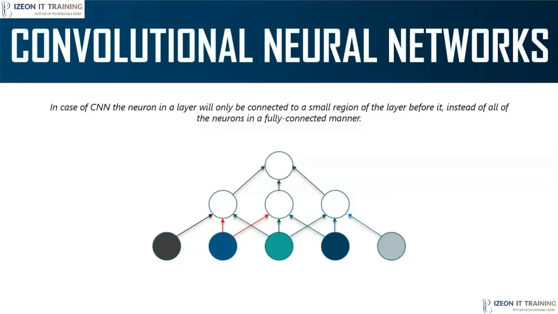Not all the neurons will be connected in a fully connected manner, which leads to overfitting because we need way too many neurons to solve this problem. Only the regions which are significant are connected to each other. There is no full connection in convolutional neural networks.